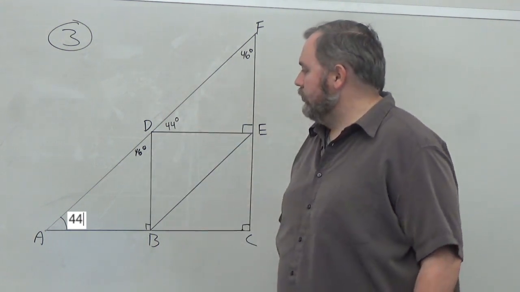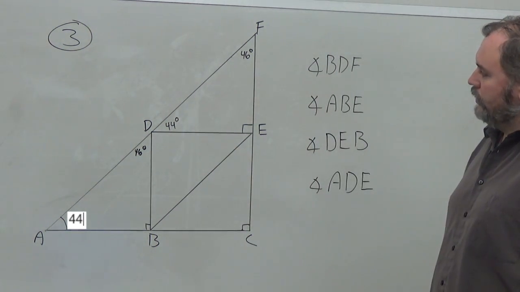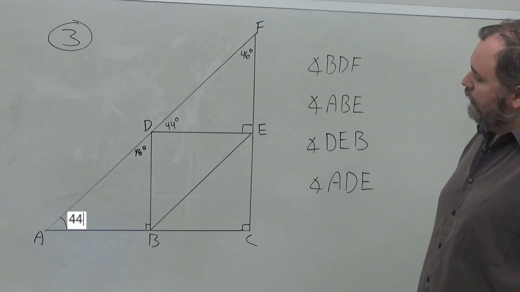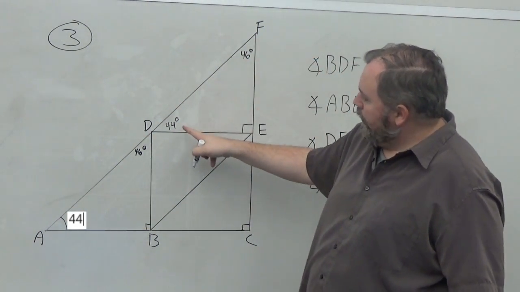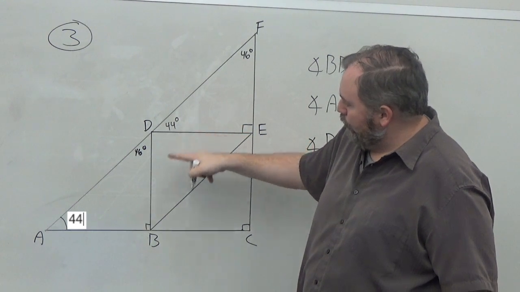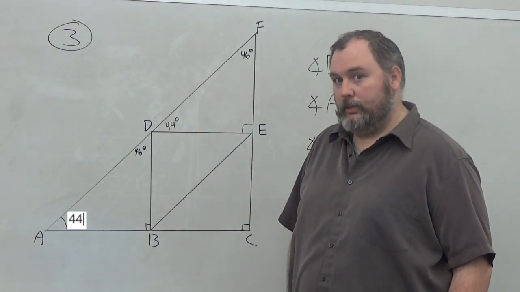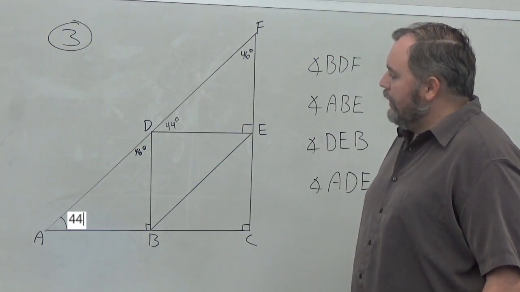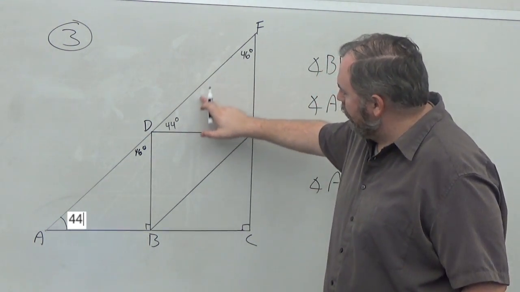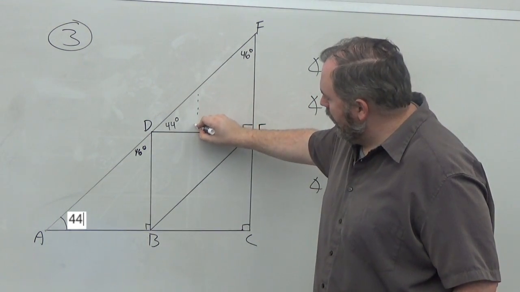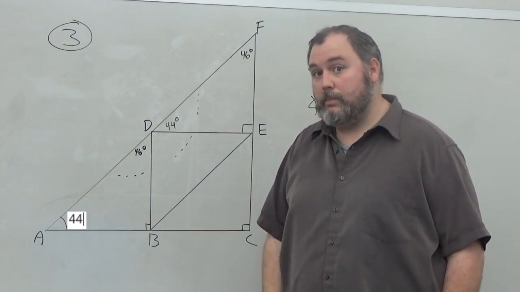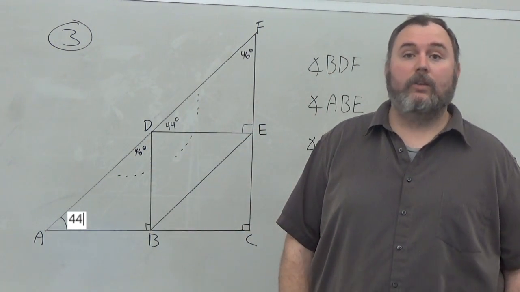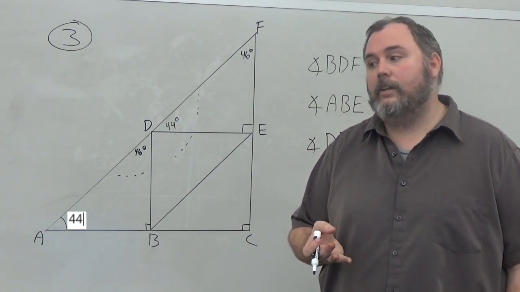44 degrees. So far, so good. Okay, now let's look at this. We have a straight line going here. We know that this angle here is 44, and this angle here is 46. That means that this whole piece, going from, I'm going to do a little dotted line here, all the way around here should be 180. How do we know that? Because a straight line always has 180 degrees.